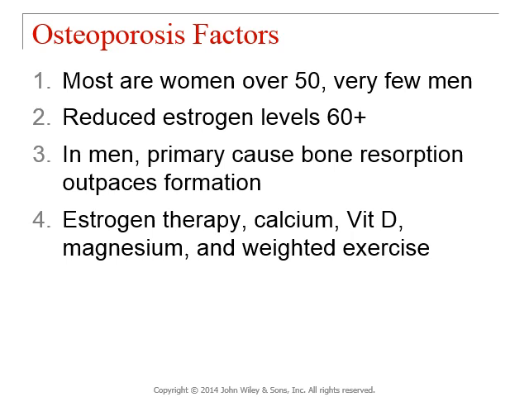So, osteoporosis factors. Again, most women are going to be over 50. Very few men will get this. It's usually about a 4-to-1 ratio of women to men. Usually the contributing factors include reduced estrogen levels from ages 60 and up. In men, usually what ends up happening is the bone resorption outpaces the formation, usually due to poor diet or not enough dietary calcium.